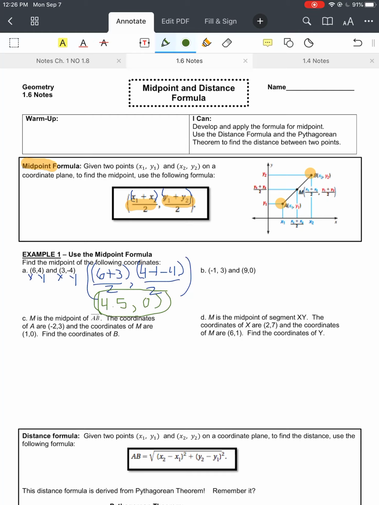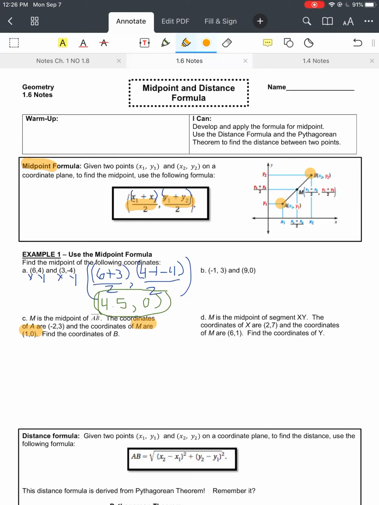All right, letter C. M is the midpoint of segment AB. The coordinates of A are (-2, 3), and the coordinates of M, so the coordinates of the midpoint, notice they gave me the midpoint coordinates this time, are (1, 0). Find the coordinates of B.